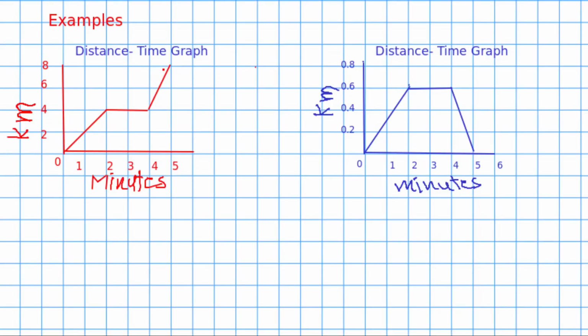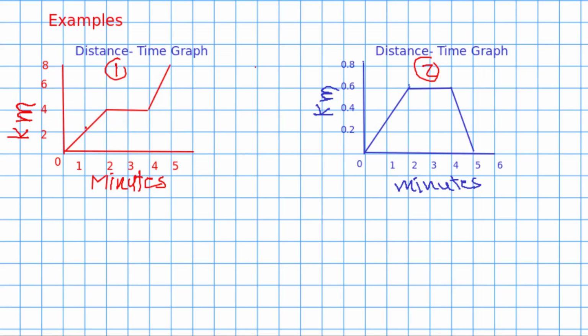We have more examples on distance time graphs. As you see here, we have two distance time graphs. The first we'll call distance time graph 1, and here we have distance time graph 2. On the y-axis we have distance in kilometers, and on the x-axis we have time in minutes. First, let us describe the motion of this object.